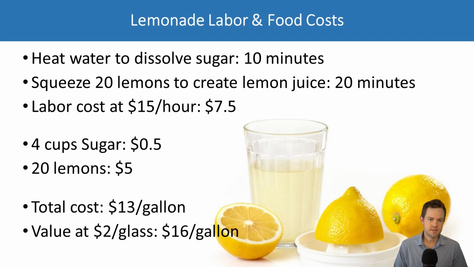Heating the water is going to take us 10 minutes to dissolve the sugar. Then we're starting small. We're hand squeezing these lemons. It's going to take us 20 minutes or a minute per lemon. At $15 an hour, that means it's going to cost $7.50 in labor to create our gallon of lemonade. Add in the cost of sugar and lemons, we're at $13 a gallon. Thankfully, the current value of lemonade is $2 a glass or $16 per gallon, so we will be profitable.